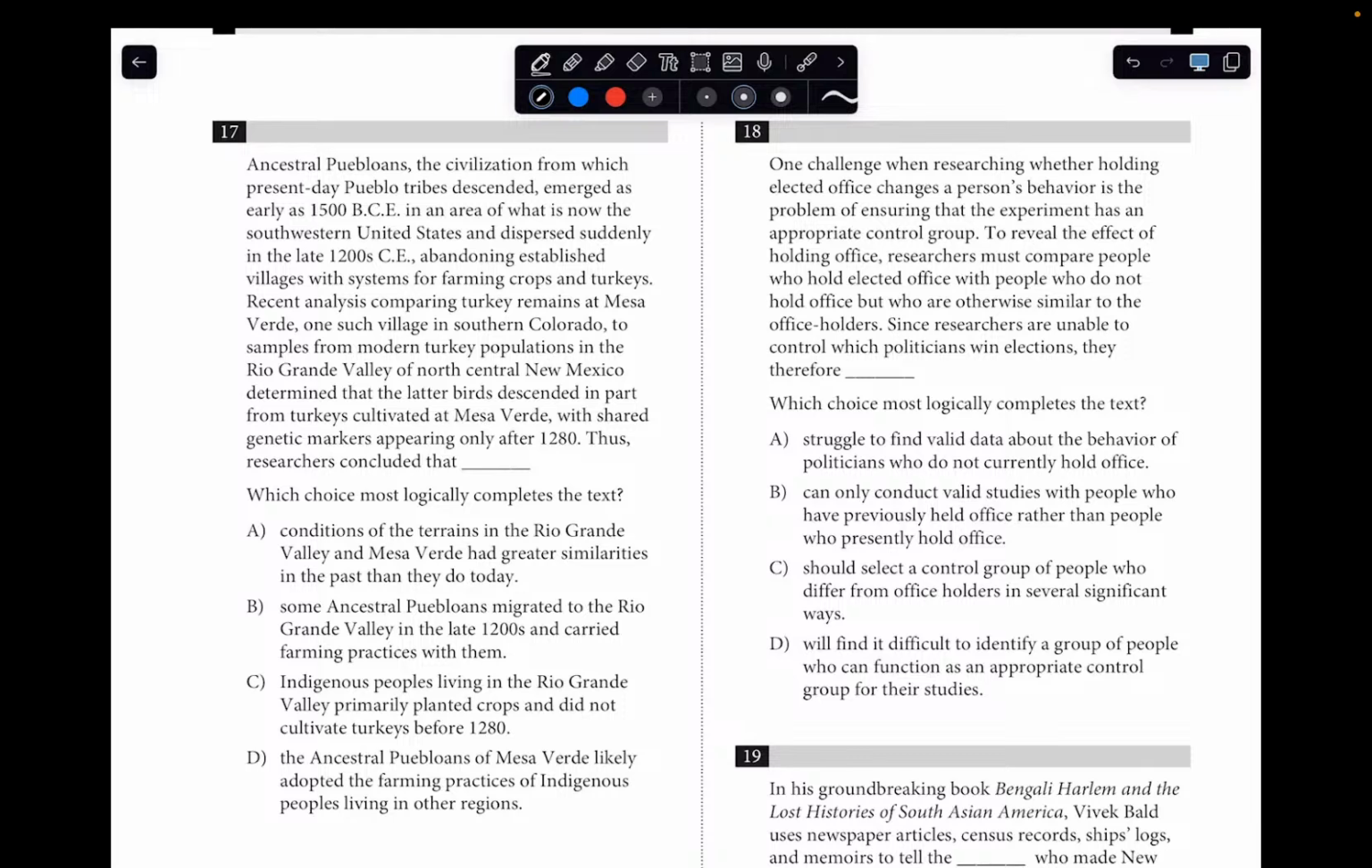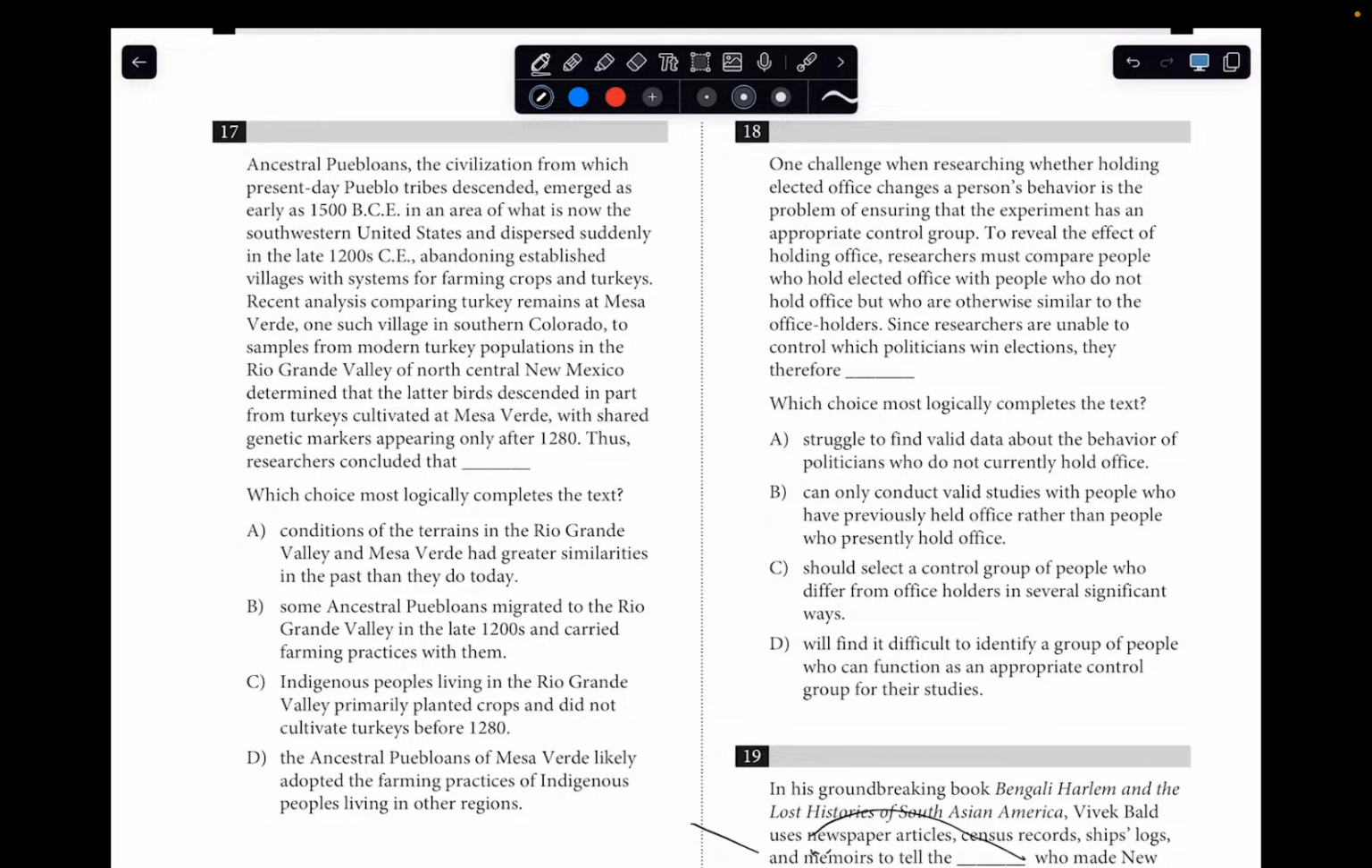This had a lot going on in it. I struggled with this question as well. And they're referencing that B is the correct answer. And B states, some ancestral Puebloans migrated to the Rio Grande Valley in the late 1200s and carried farming practices with them. And the explanation they give is that choice B is the best answer because it presents the conclusion that most logically follows from the text's discussion of ancestral Puebloans' migration to the Rio Grande Valley.